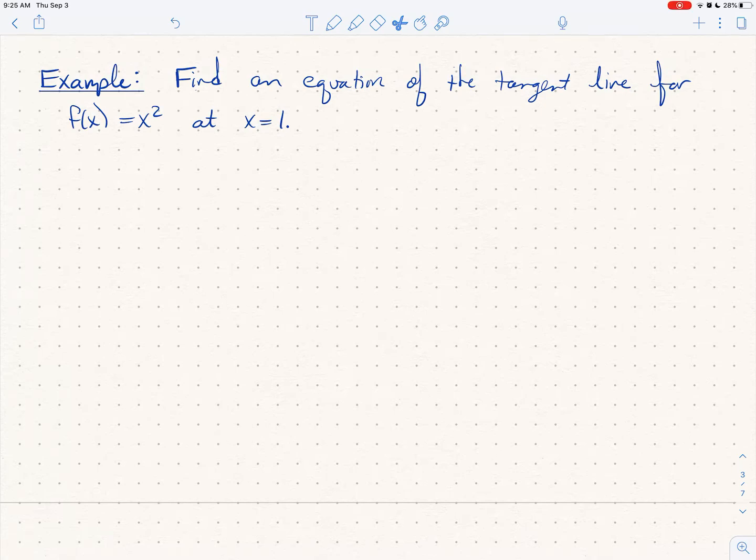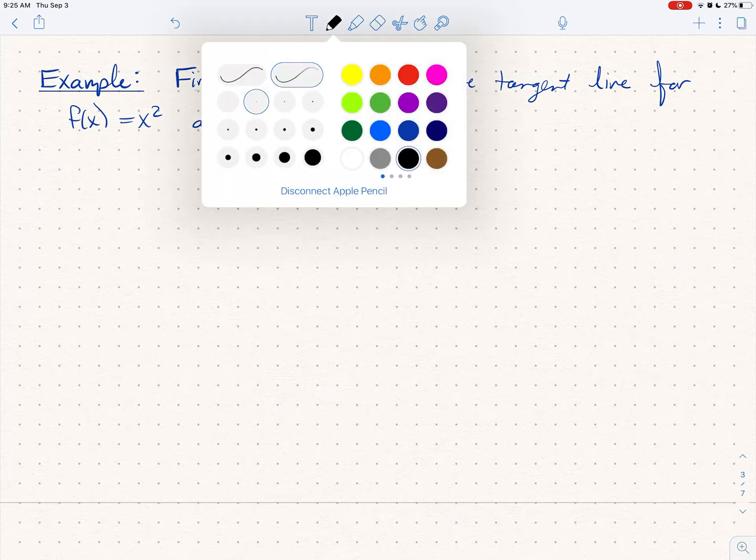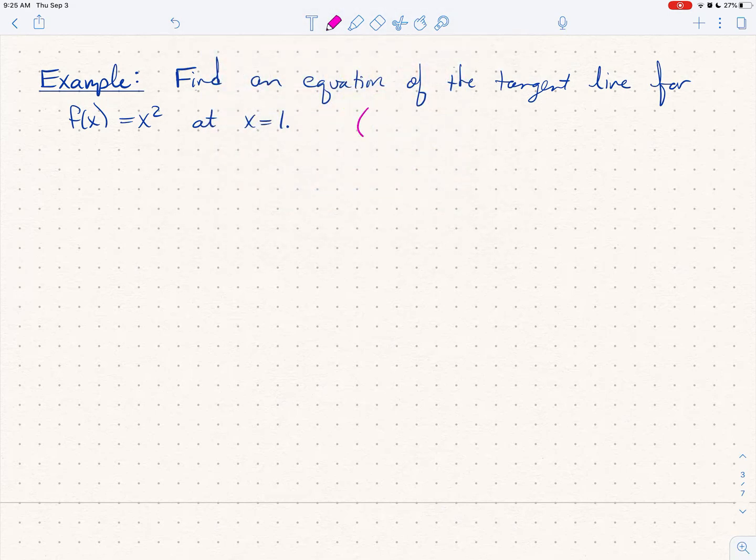All right, well, we've got this new fancy formula for computing the slope of a tangent line, so let's try it out. Here we go. So we want to find the equation of the tangent line for, let's just start with a simple function like x squared at x equals 1. What I want you to realize is even though there's no a written on the page, the a here is 1. The a in the formula that we wrote down is just the x value that you're interested in. So a is 1.